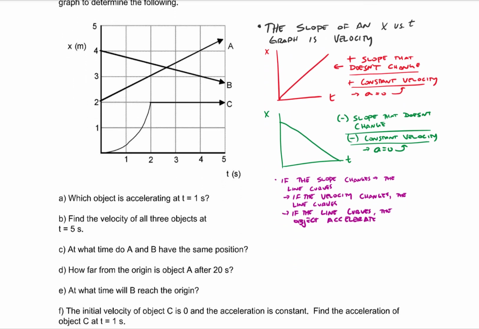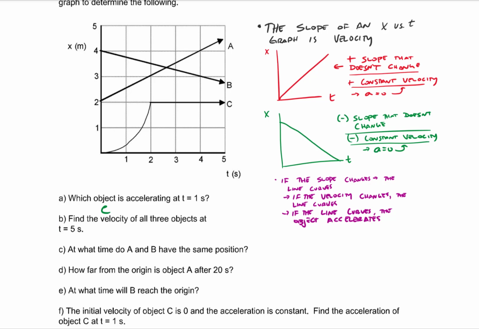So we're going to answer each part of this. Which object is accelerating at time equals 1 second? If we're looking for the object that's accelerating, we're looking for the curved graph. That's object C that has a curved graph. So object C is accelerating at 1 second.